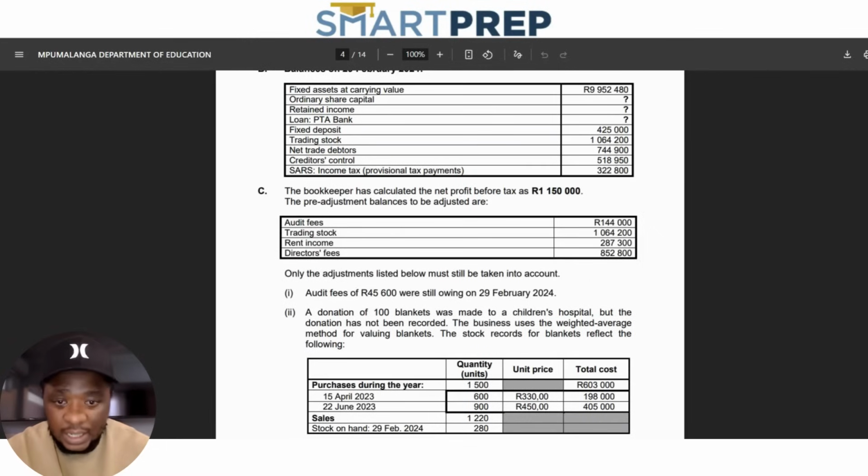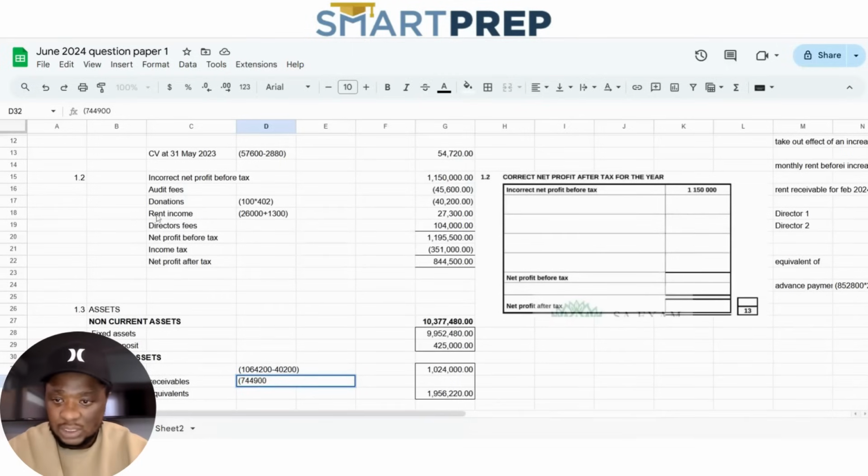Yes, 744,900. All right, cool. Now let's think about some of the things that we come across as we're doing the income statement. The first one that I do remember was the fact that we did rent. Now, this rent was not yet received, but it should have been received. So there was 1 month of rent that was not received.